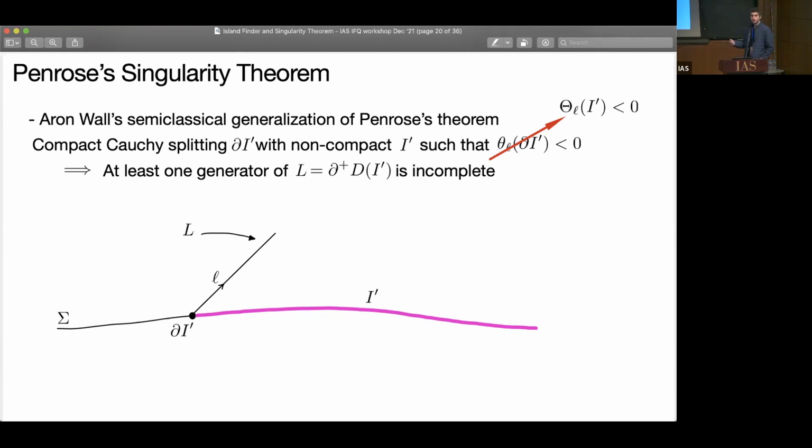Now we're going to do the same. I'm going to present to you a new classical singularity theorem, and then just state the quantum version and discuss.